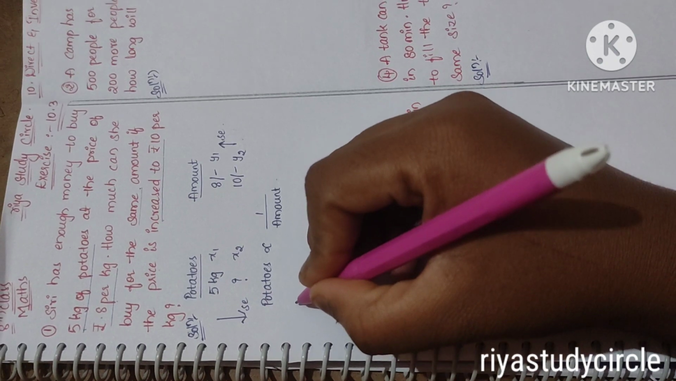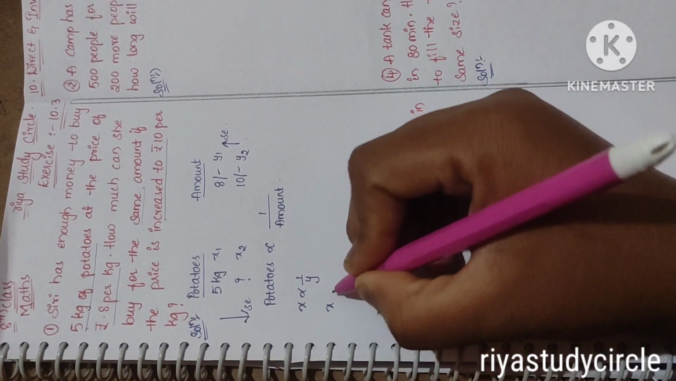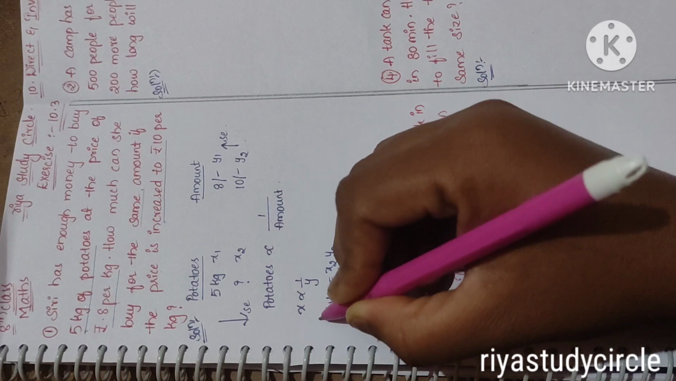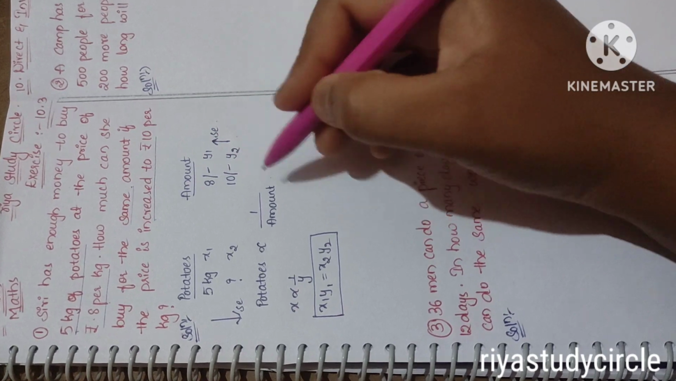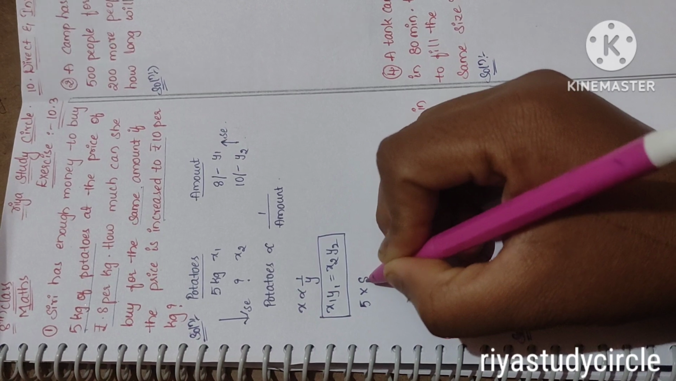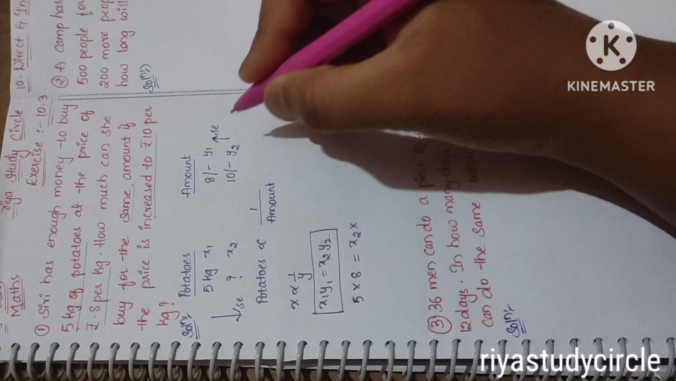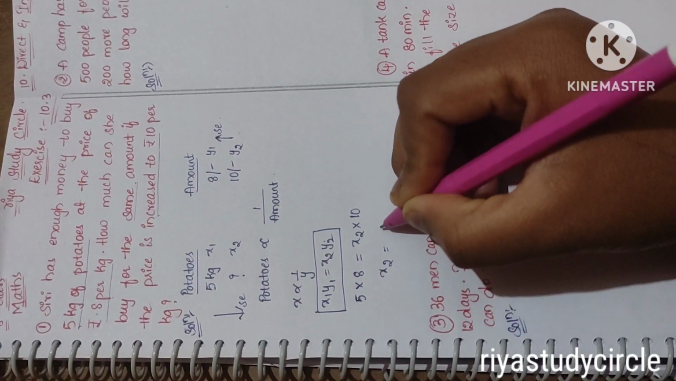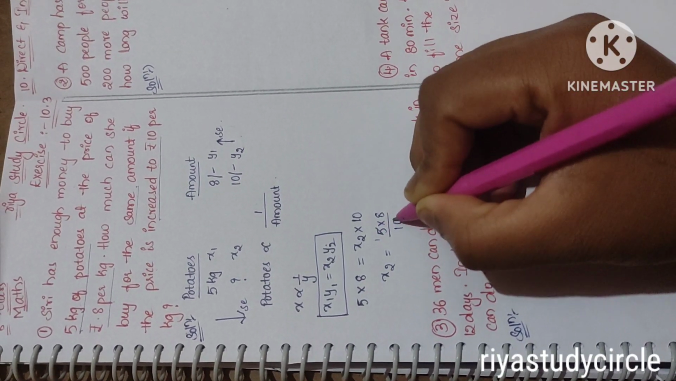Now apply the formula, x is inversely proportional to y. So what is the formula for inverse proportion? x1 y1 equal to x2 y2. This is the formula. Simply substitute the values of x1, y1 and y2 to find the x2 value. So now substitute 5 into y1, which is 8, equal to x2, which we have to find, into y2, which is 10 rupees. So x2 into 10, this 10 will go to the left side and become divided by 10. So x2 equal to 5 into 8 by 10.